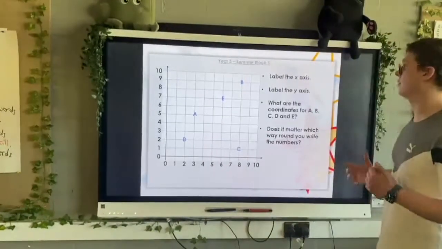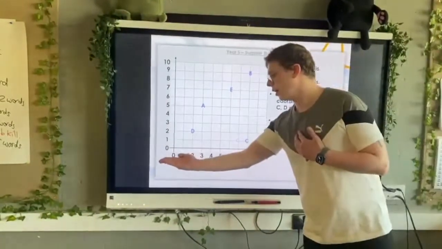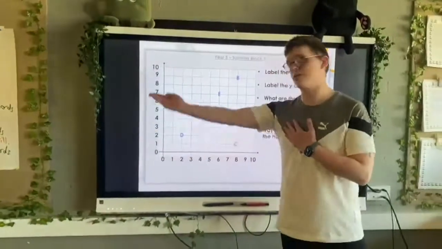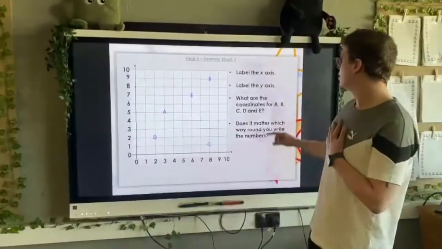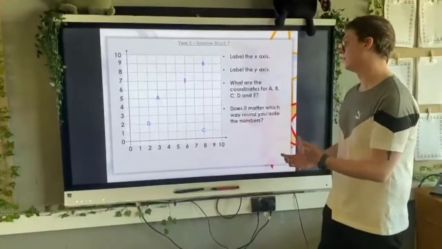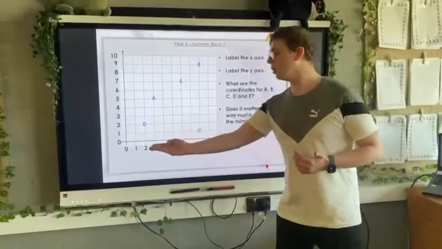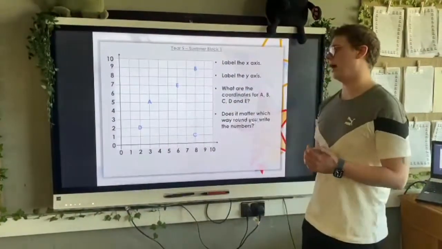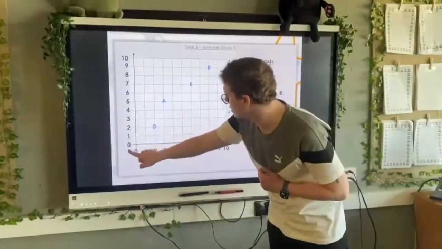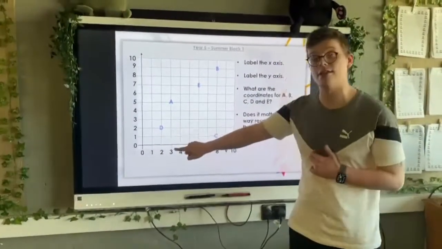Now, first things first, we must label our x-axis. Our x-axis is always our bottom horizontal axis, and our y-axis is always our vertical axis. When labelling, all we need to simply do is write an x, write a y. Our axes have been labelled. Now, when searching for coordinates, we always look at the x-axis first, then the y-axis. So, if I was finding the coordinates for A, I would start at 0 and I would go along to 3. I can see that lines up with A.